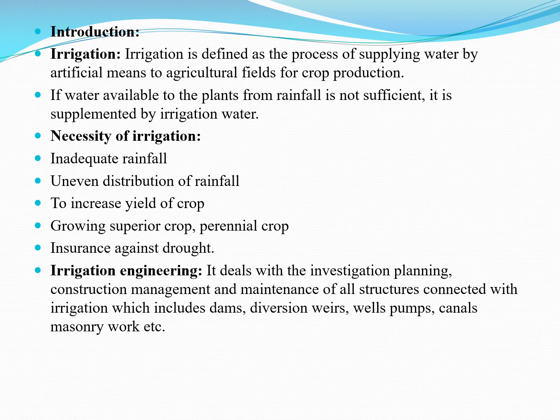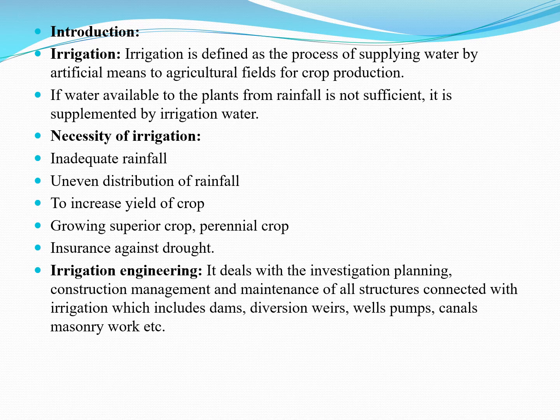Okay. Next is growing superior crops and perennial crops. Some of the perennial crops require water throughout the year, but the rainfall is not uniform in all the seasons of the year. Therefore, these crops cannot be produced perennially without water for all the seasons. For the proper growth and production of those perennial crops, irrigation is necessary.